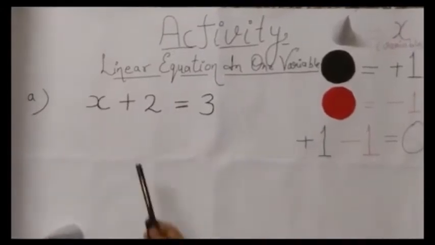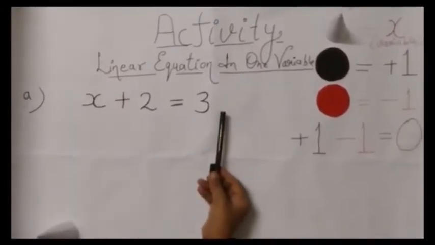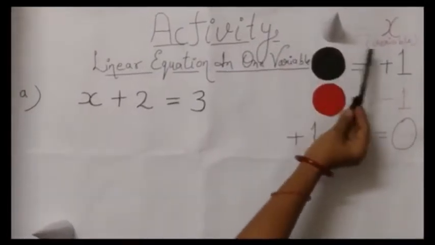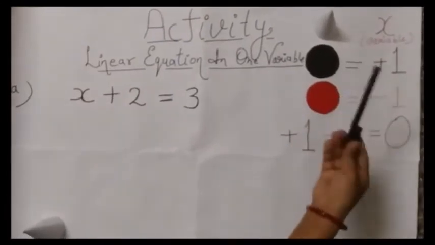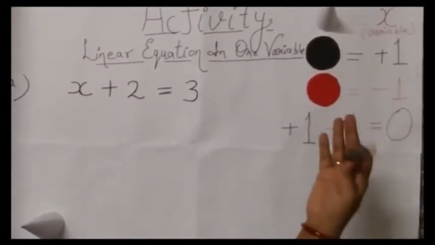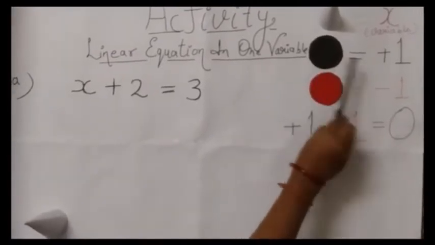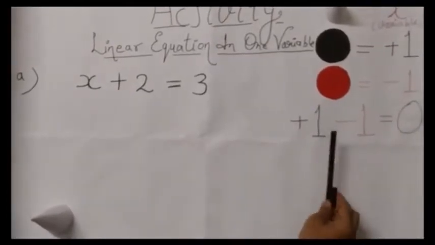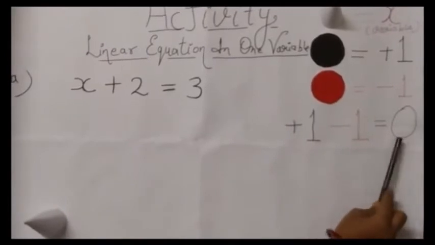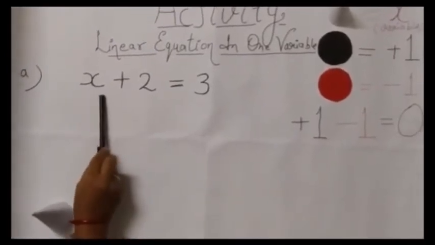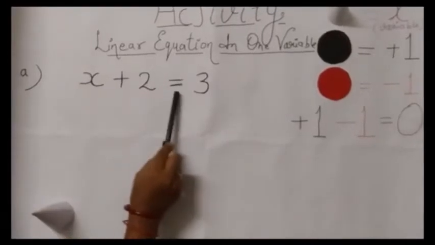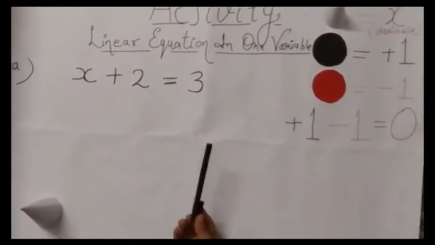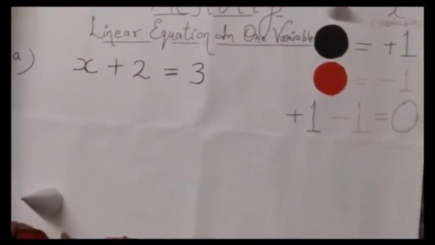Okay students, let's start the activity, linear equation in one variable by balancing method. Before we start, let us become aware of the materials I am using here. This cone represents the variable. I have written x here, but the variable can be anything like x, y, z, m, n. This black circle represents positive one, the red circle represents minus one. And we already know from integers that plus 1 minus 1 is equal to 0. Now the equation is here: x plus 2 is equal to 3. If I have to find the value of variable x by balancing method, how can we find it? Let us start the activity.